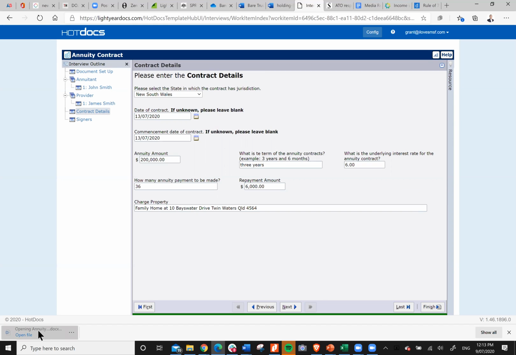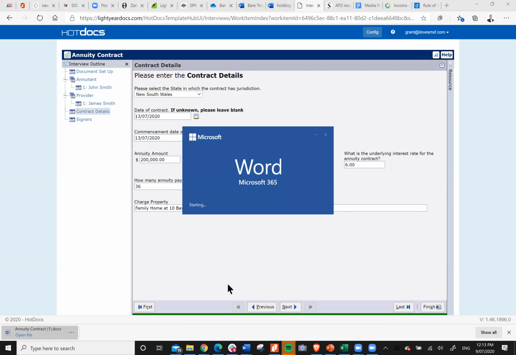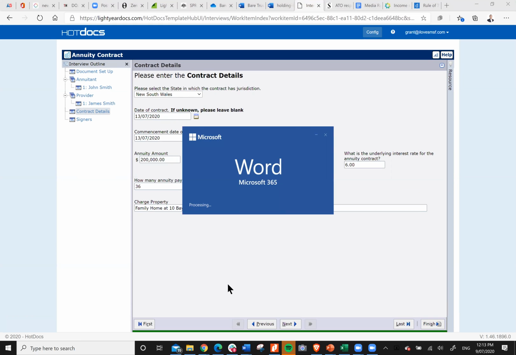So let's just have a quick rip through the annuity contract, and then we can get you all on your way. I've just got a couple of little minor announcements.